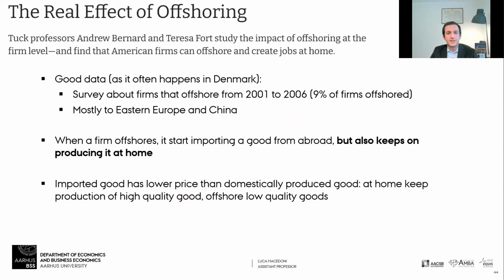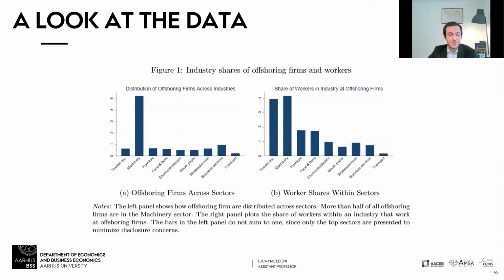So the story here is, okay, you start offshoring, you produce some goods abroad. What that's going to do is allow you to produce more high quality goods, which sell at a higher price. Okay, so let's look at some figures from their paper, which are not in the article in the reading list.